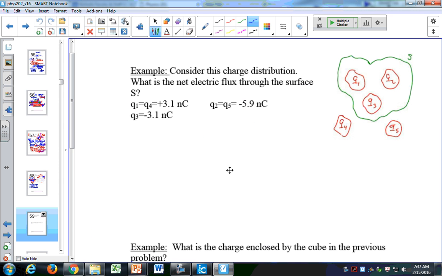We've worked on something similar to this, but here I just want to know what is the net electric flux through this surface S, and then I give you the charges Q1, Q2, Q3, Q4, and Q5. Notice that Q1 and Q4 are both positive 3.1 nanocoulombs. Q3 is negative 3.1 nanocoulombs, and Q2 and Q5 are negative 5.9 nanocoulombs. So I want you to calculate what is the electric flux through that surface S.